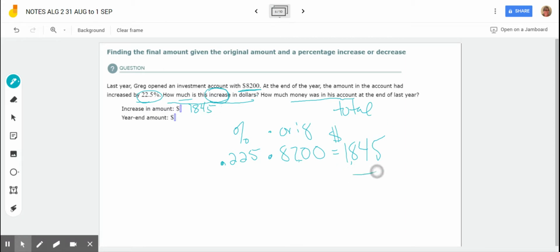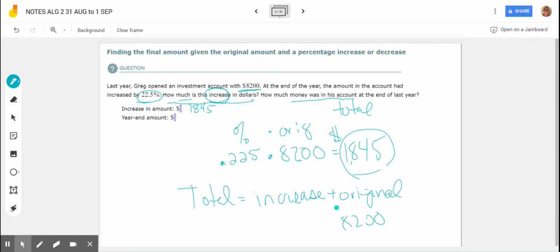What's the total amount? We'll add the increase. The total is the increase plus the original. So we're going to add it to the original, which was 8,200 plus 1,845. And we are going to get, I know I worked backwards, but that's okay. Math works. Equal sign is equal. 10,045.